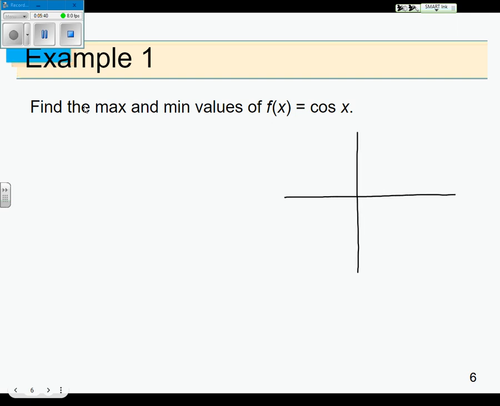Oddly enough, as soon as this video is done, I'm getting ready to make a video for Pre-Cal B on how to graph sine and cosine.